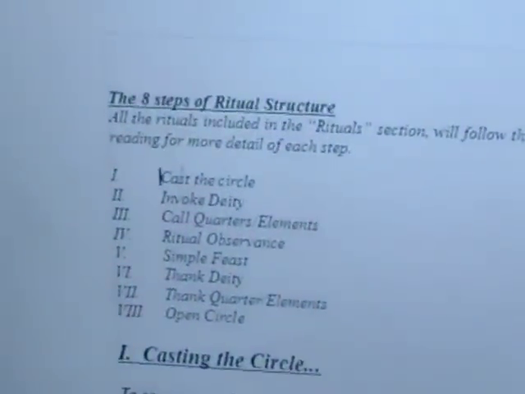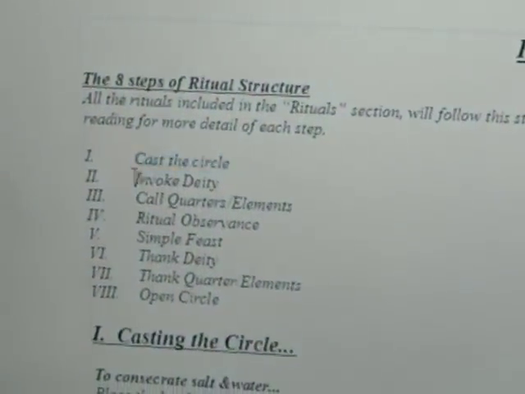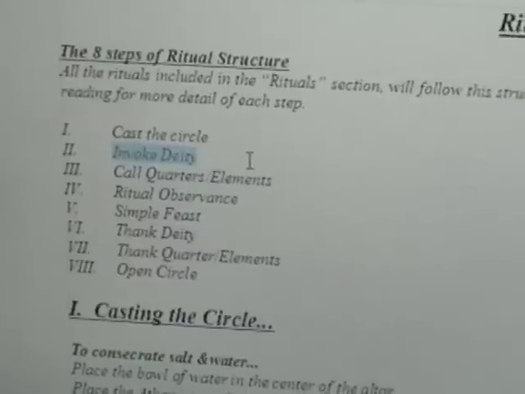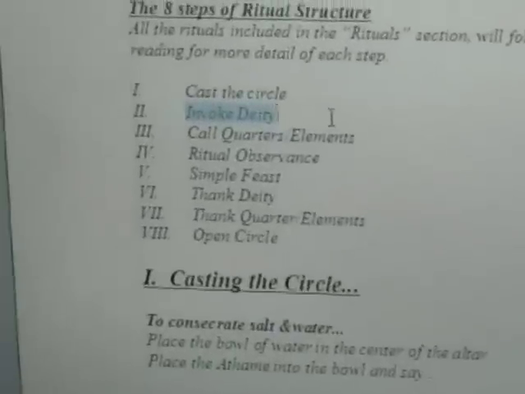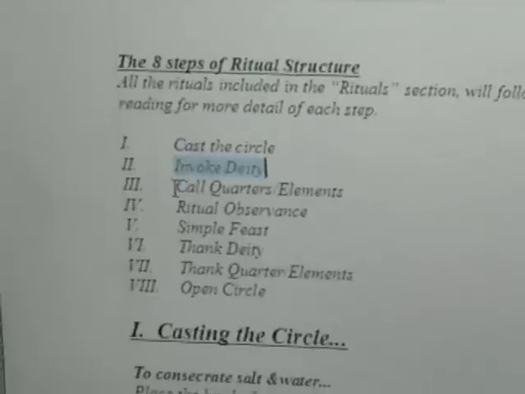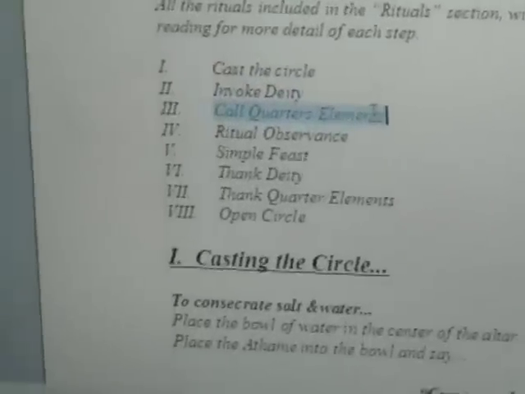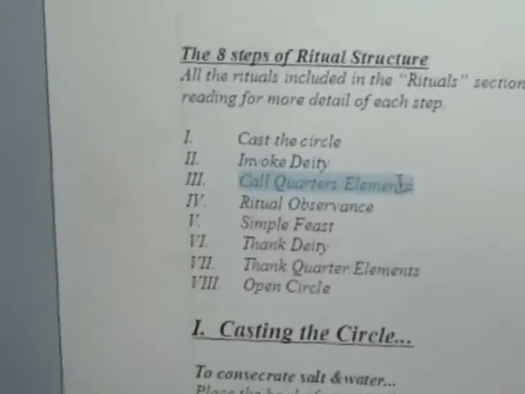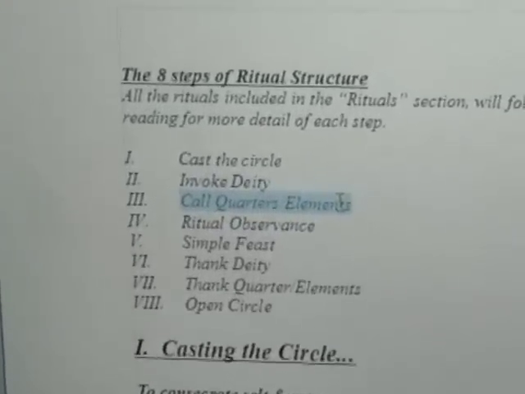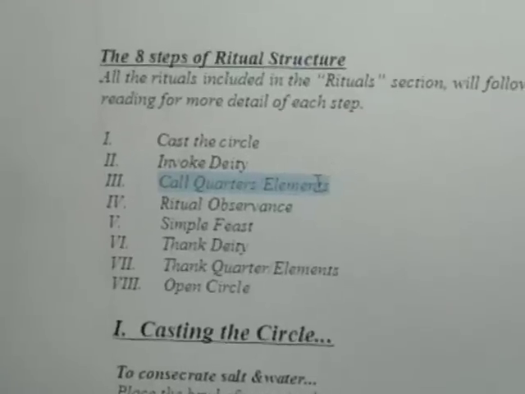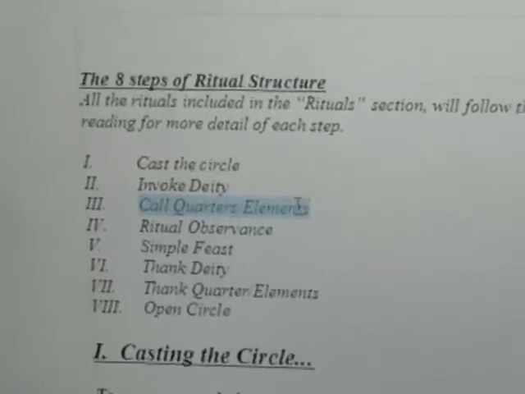First, you're going to cast the circle. You're going to invoke deity, or you're going to call the god and the goddess to enter your circle and witness your ritual. You're going to do the same thing with the watchtowers or the quarters. You'll see them called both the quarters or the watchtowers, but they also represent the elements. You call them both at the same time, basically.